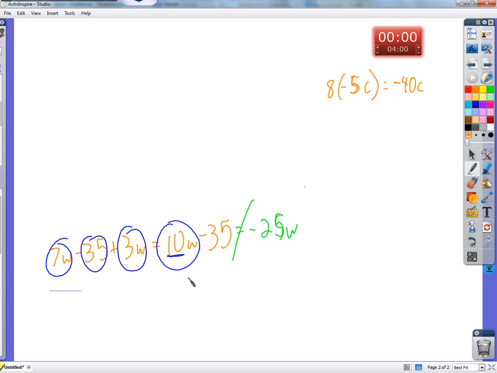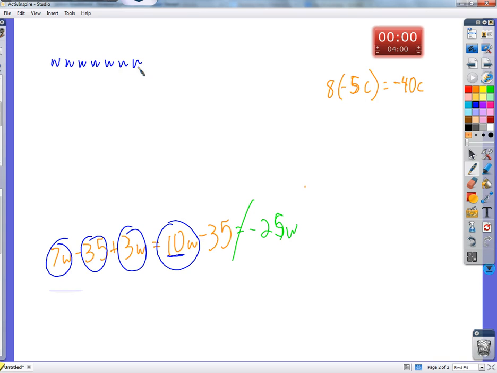Coefficients. Coefficients are just those numbers that you're multiplying by a variable. So this 3 is a coefficient, this 7 is a coefficient, anything you're multiplying by a variable is a coefficient. And the key to this is that 10 is being multiplied by W here. Okay? So there's 10 groups of W's, right? That's kind of what multiplication boils down to. 10 groups of this thing. So there's 10 W's.